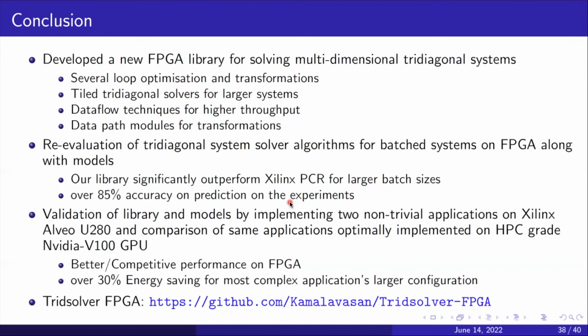The new library also outperformed Xilinx PCR as predicted by the models for batched implementation. We validated the new library and models by implementing two non-trivial applications on the Xilinx Alveo U280 FPGA. We also compared the performance with NVIDIA V100 using a state-of-the-art GPU library. We see better or competitive performance on FPGA and over 30% energy saving for the most complex application, larger configuration.